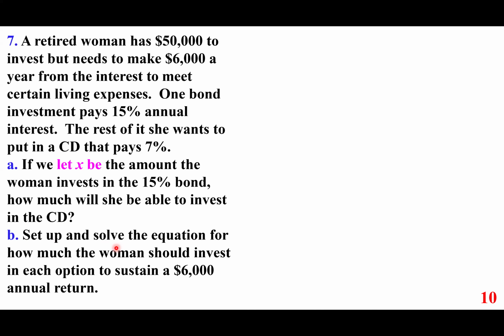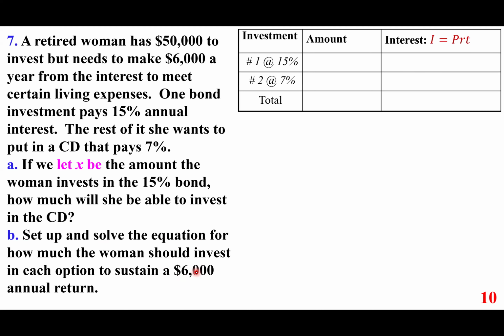Set up and solve the equation for how much the woman should invest in each option to sustain a $6,000 annual return. We need to make up a table. The investment, one of them is at 15%, the second one is at 7%. This is the total amount. Before we move on, one might say, okay, why not all of them at 15%? There are issues such as taxation and so forth. There are restrictions.